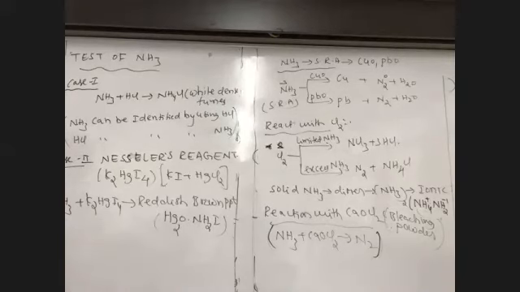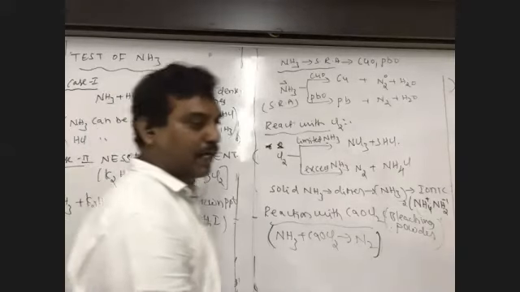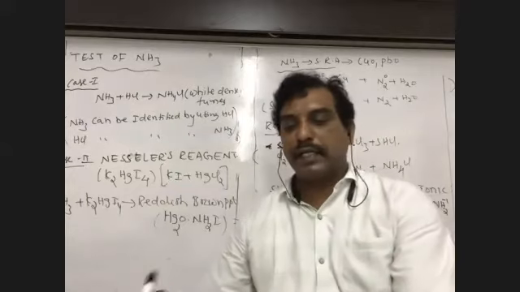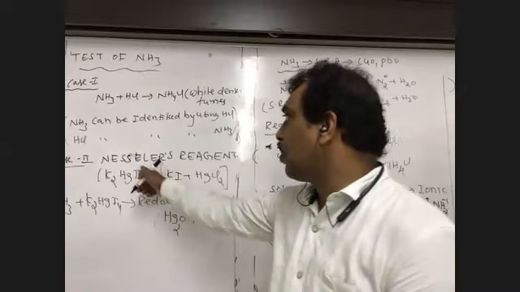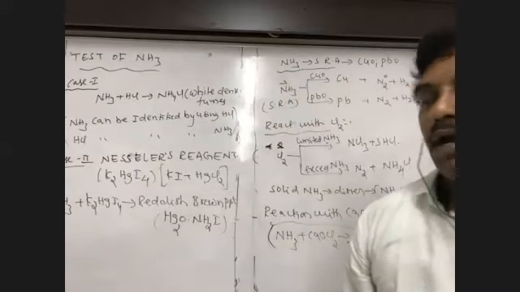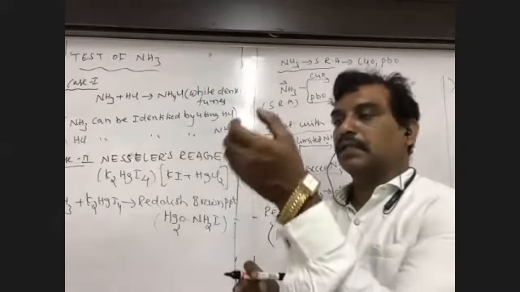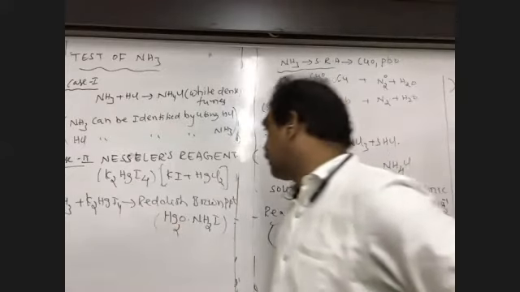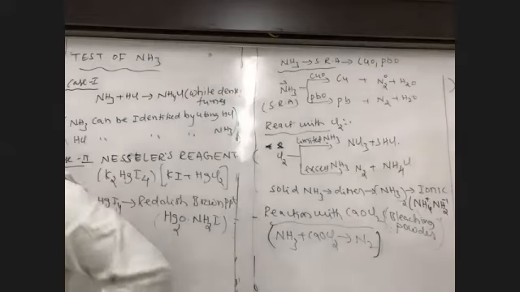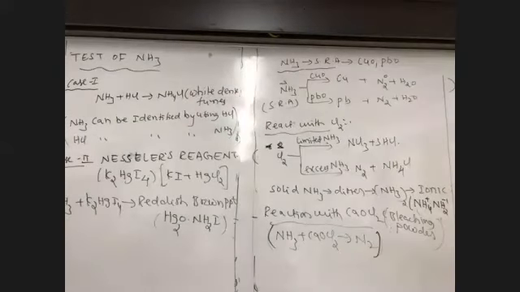Here some sample is given. We have to check whether the sample contains ammonia or not. The sample is first taken into a test tube. To that sample, a small quantity of Nessler's reagent is added. After the addition of Nessler's reagent, the solution in the test tube changes into a reddish brown precipitate. That indicates the given compound contains ammonium ion. These are the two tests used for identification of ammonia.